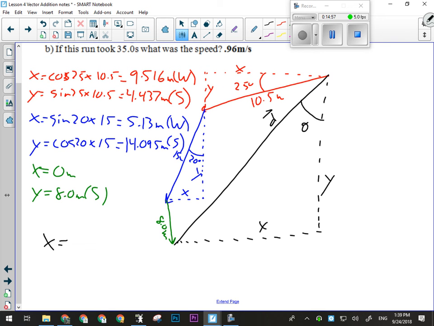All right, so my resultant's x is going to be 9.516 plus 5.13. Okay, and that'll give me the resultant x, and the resultant y is going to be 4.437 plus 14.095 plus 8.